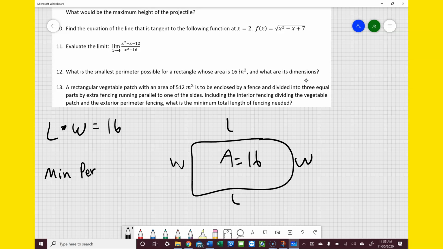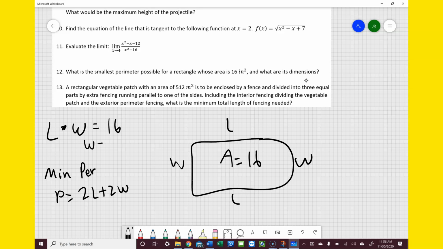So the perimeter is going to equal 2L plus 2W, right? And we want to minimize that, so we want to take a derivative of that or graph it and find the minimum. But I don't want to do it with two variables, L and W, so that's when I come up here and use this area equation to solve for one in terms of the other.